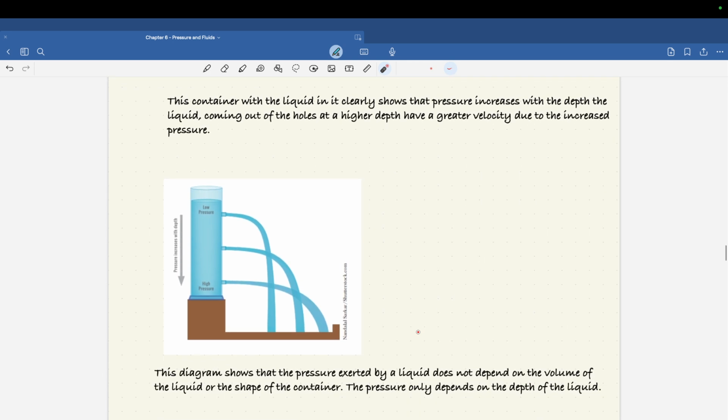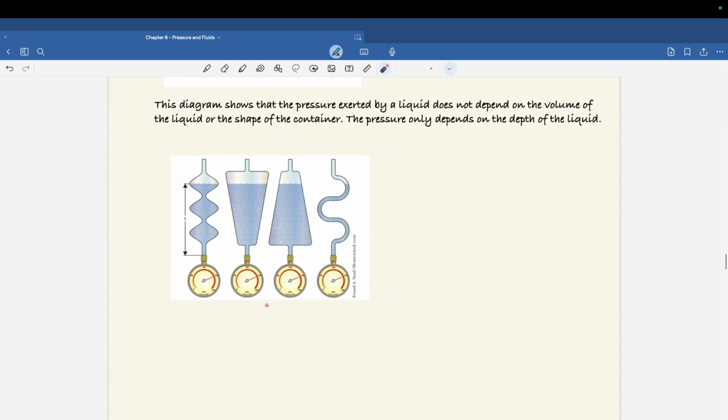So here's a container with 3 holes made at different depths, and it's very clear that as the depth increases, the pressure increases, therefore it shoots out with a bigger velocity. When it comes out, the velocity is bigger, so it goes further. So that is very clear.